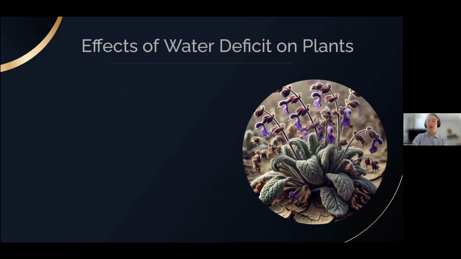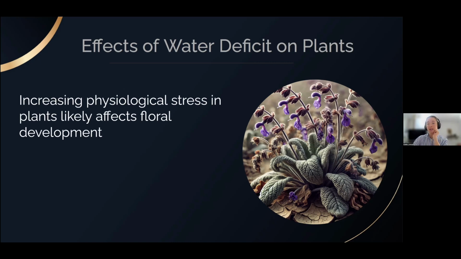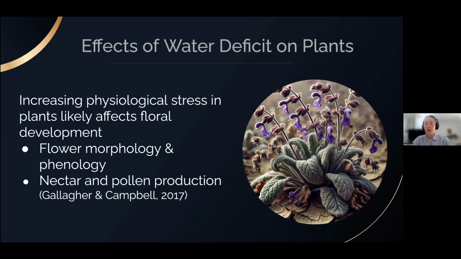Now, I'll talk about the effects of water deficit on plants. We know that increasing stress in plants, like drought, can affect floral development, including floral morphology and phenology, as well as nectar and pollen production. Flower morphology refers to the form and structure of flowers, including the arrangement of the petals, sepals, stamens, and pistils, which are critical for reproduction and species identification.